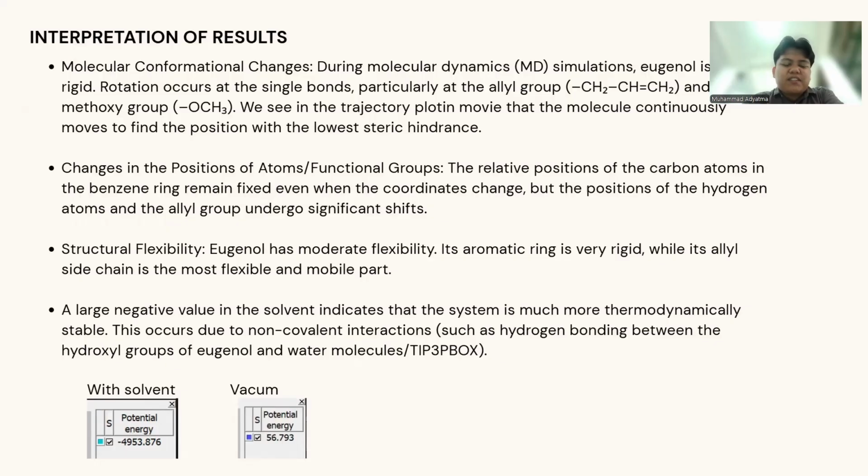Next is structural flexibility. Eugenol has moderate flexibility. The aromatic ring is very rigid, whereas the allyl side chain is the most flexible and mobile part. Lastly, a large negative value appears with the solvent compared with vacuum. We can see the potential energy with the solvent is a very negative value. This occurs due to non-covalent interactions and hydrogen bonds between the hydroxyl group of eugenol and the water.